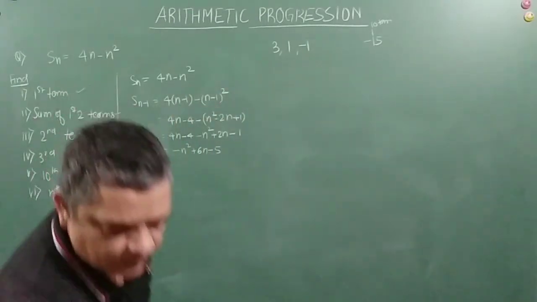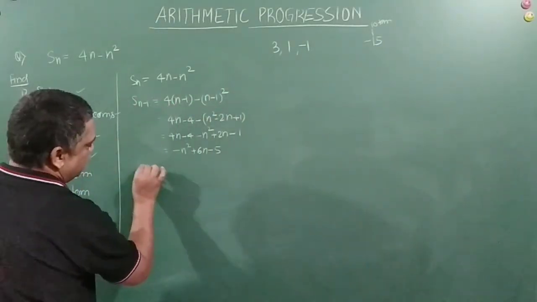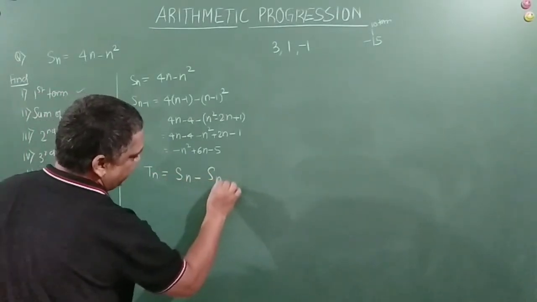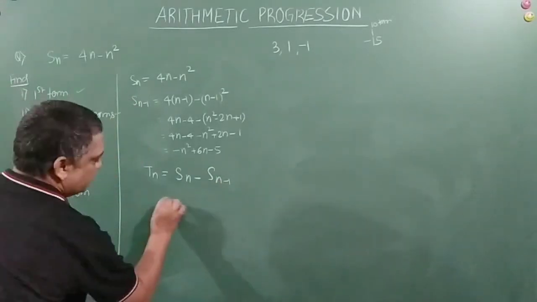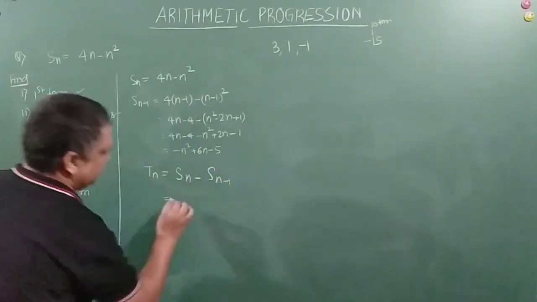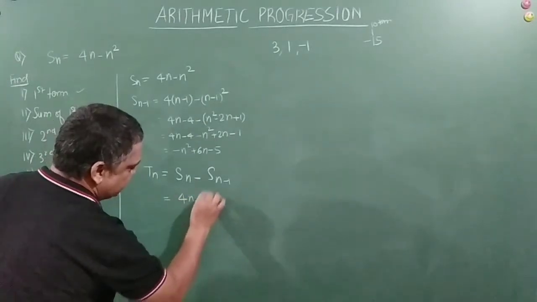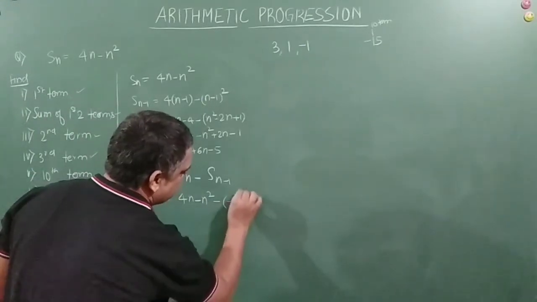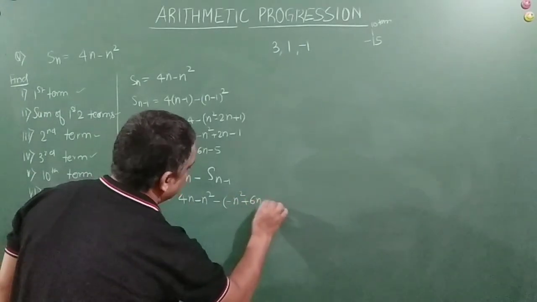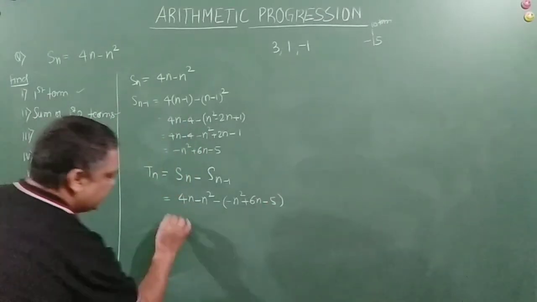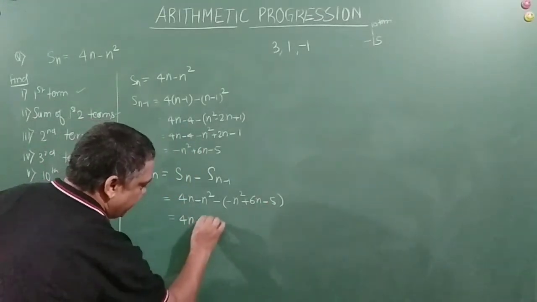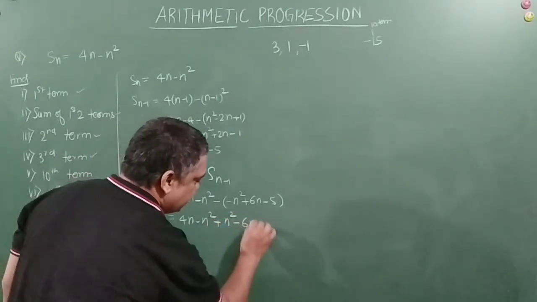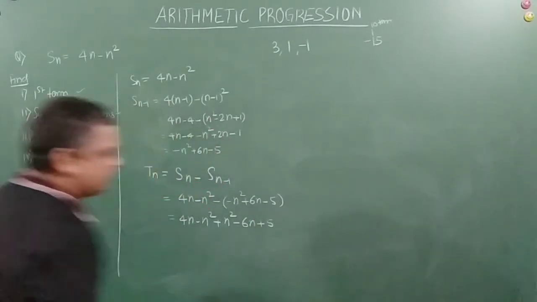I'll let the series be there only. So Tn will be equal to Sn minus S of n minus 1. Right. So Sn is nothing but 4n minus n square minus n square plus 6n minus 5. Right friends? So this can also be written as 4n minus n square plus n square, right, minus 6n plus 5. I have just reversed the sign.